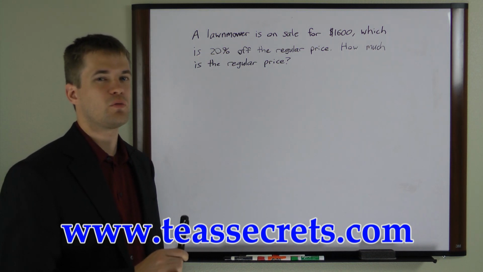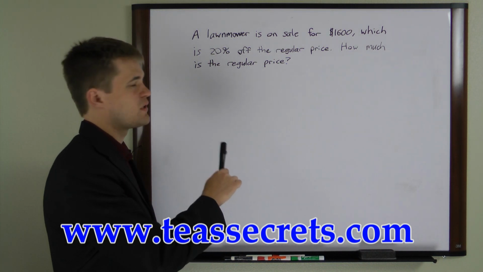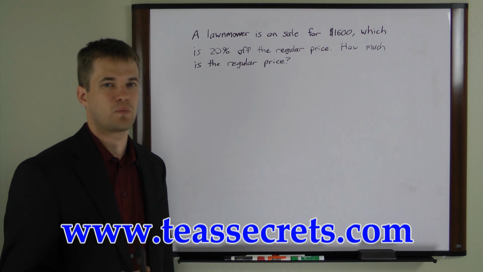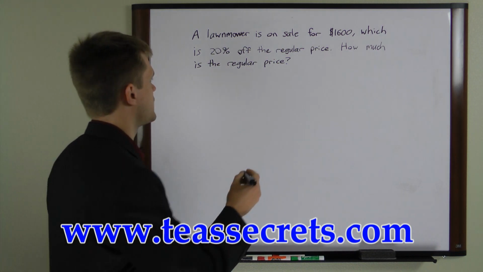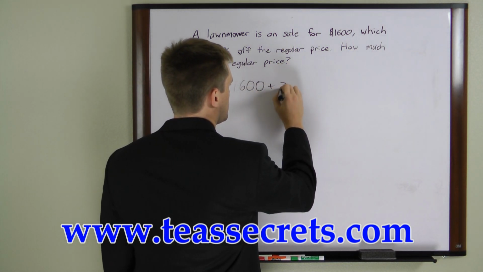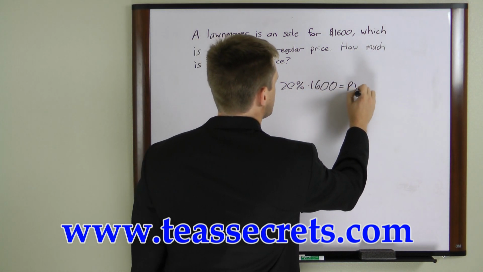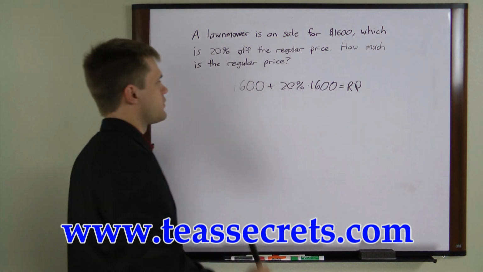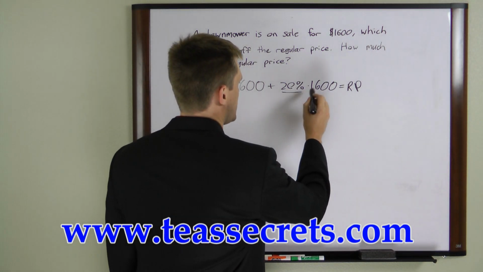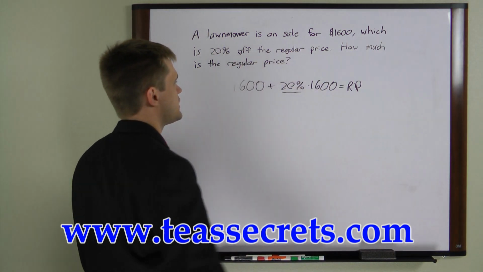equation. Now, you want to be very careful when you're writing out your equation, because if you translate the word problem incorrectly, it doesn't matter how good you are at solving the equation, you're going to get the wrong answer. For instance, if you started out by writing this problem as 1,600 plus 20% times 1,600 equals the regular price, you're going to wind up with the wrong number. The reason for this is that you're taking the 20% of the sale price instead of 20% of the regular price, like the question states.